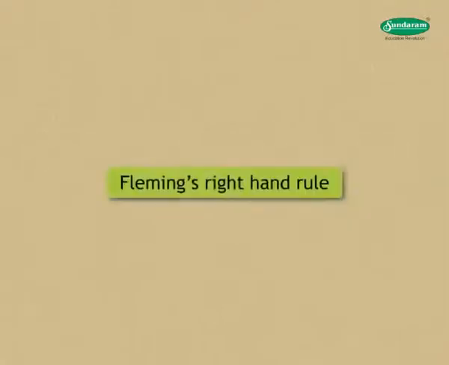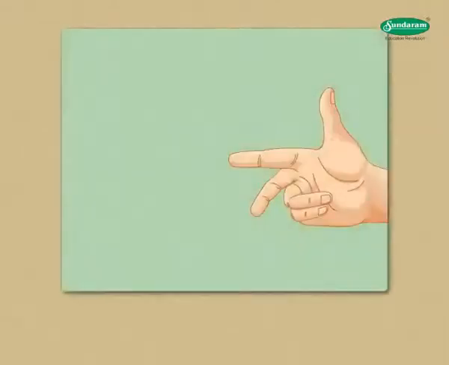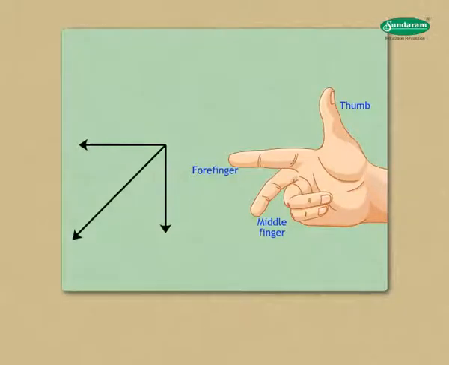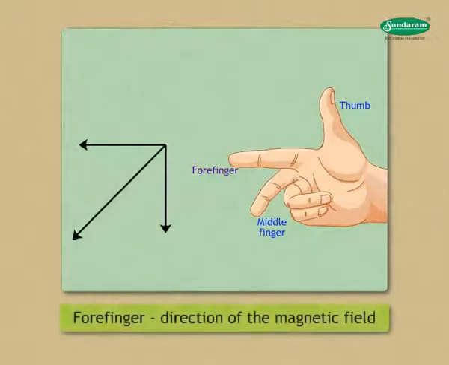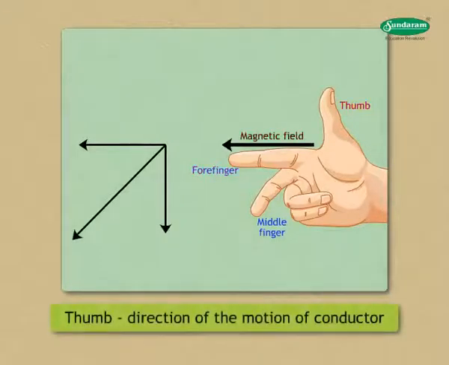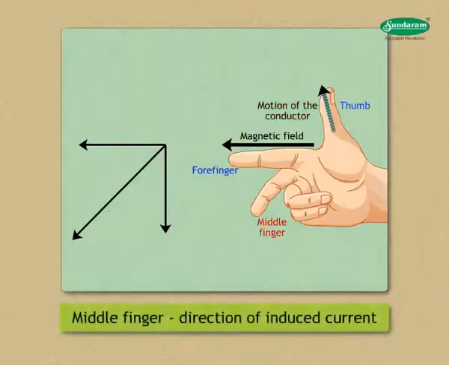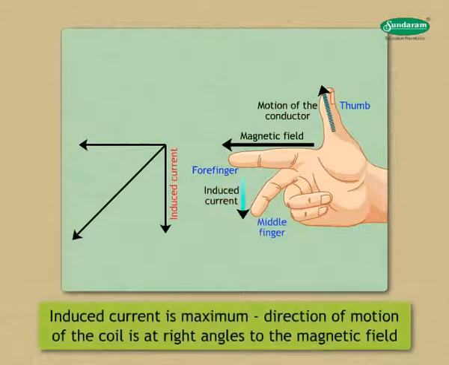Fleming's right-hand rule. Stretch the thumb, forefinger and middle finger of the right hand so that they are perpendicular to each other as shown. If the forefinger indicates the direction of the magnetic field and the thumb shows the direction of the motion of conductor, the middle finger will show the direction of induced current. The induced current is found to be the maximum when the direction of motion of the coil is at right angles to the magnetic field.